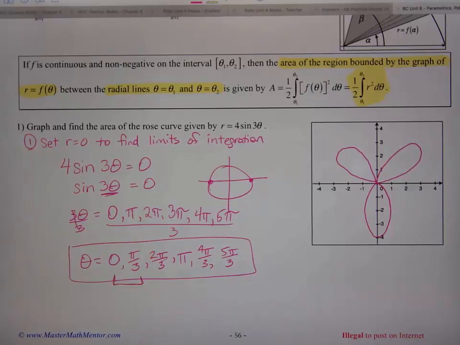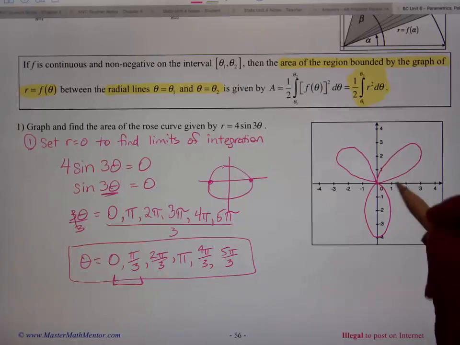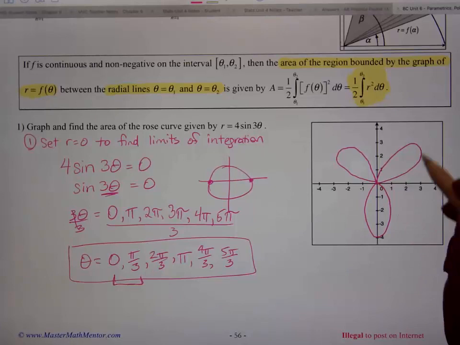Now my question is, would it work to give me only one of the petals if I only picked 2 of those? If I picked the first 2, would that complete one whole flower petal? We're going to test it and see, because if it does, those are the limits of integration I want. So does 0 to pi over 3 make this whole thing just once?